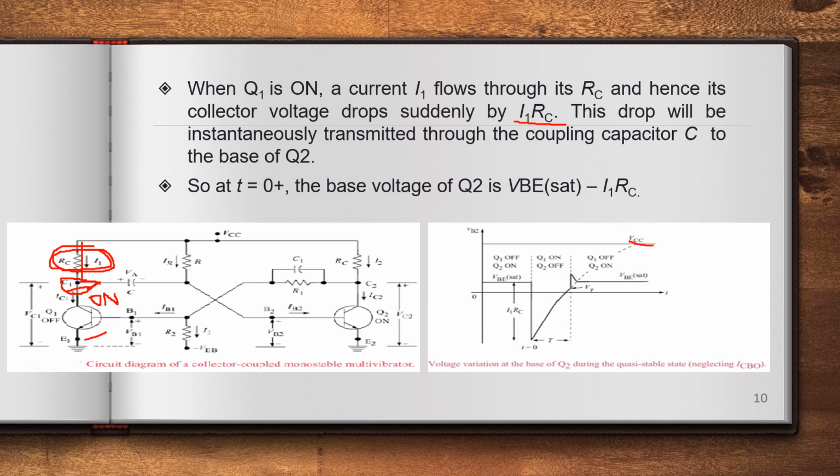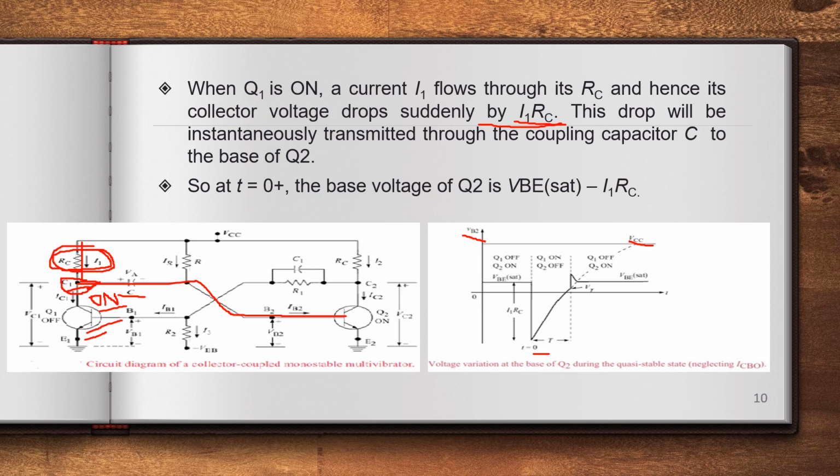When Q1 starts conducting, when it comes into on state, collector potential suddenly decreases by I1 RC. This decrease in collector potential is immediately connected to the base of the other transistor through the coupling element, capacitor C. So at t equals 0 plus, the base voltage of Q2, how much does it decrease?